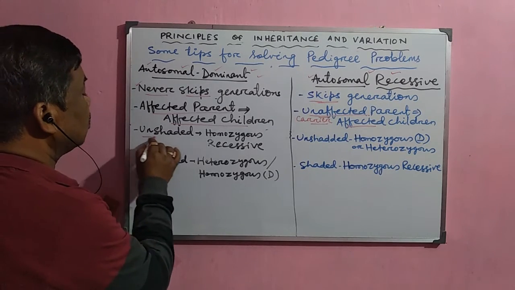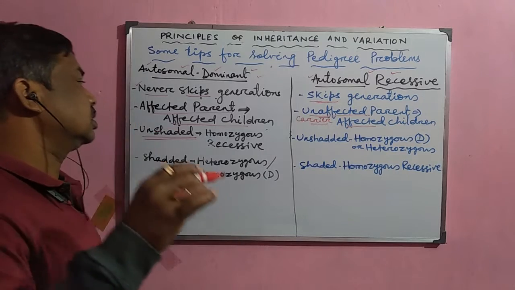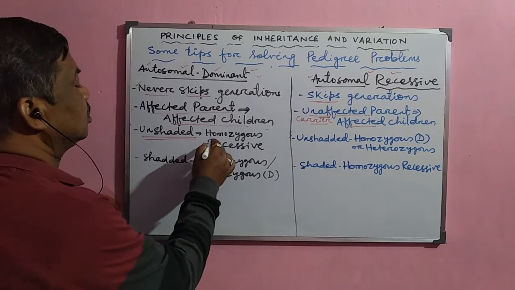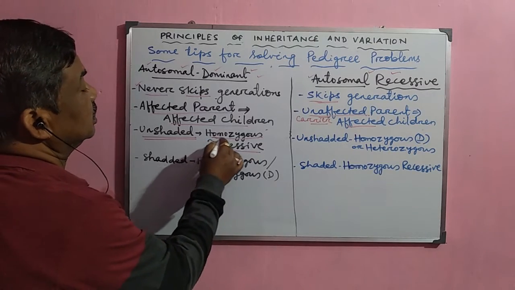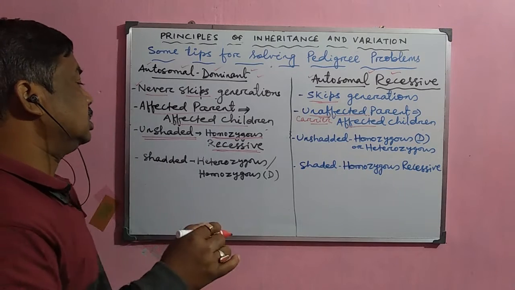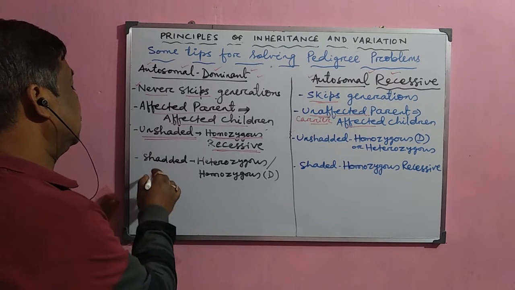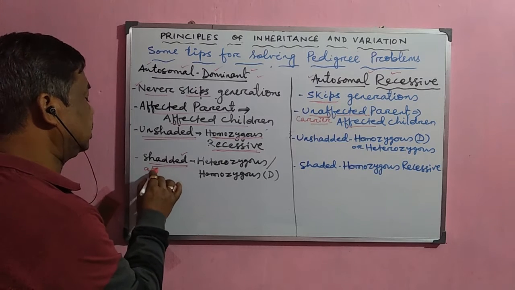Now, the unshaded boxes or unshaded symbols are normally homozygous recessive, because if even one dominant gene is there in the heterozygous condition, that means the individual is affected, and the shaded symbol means the affected individual.